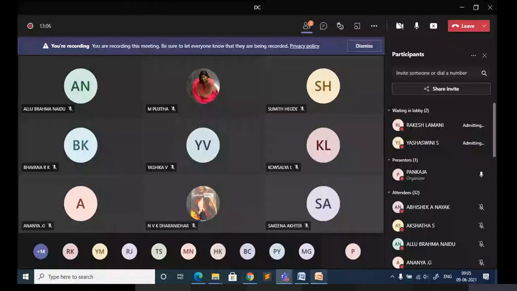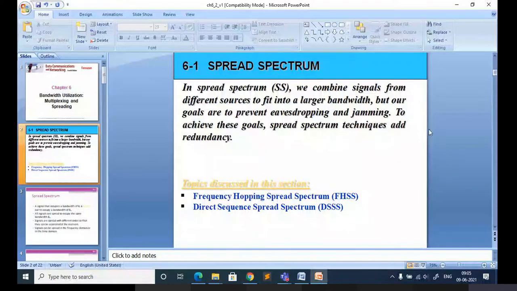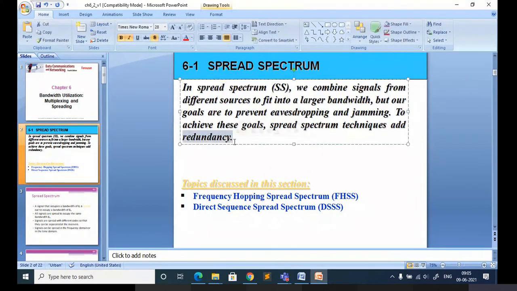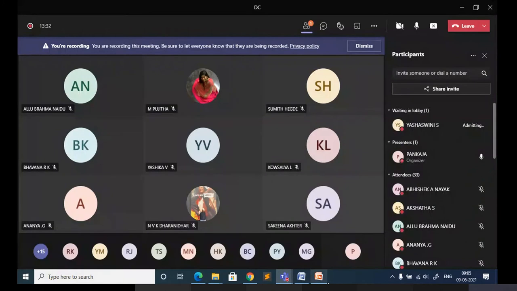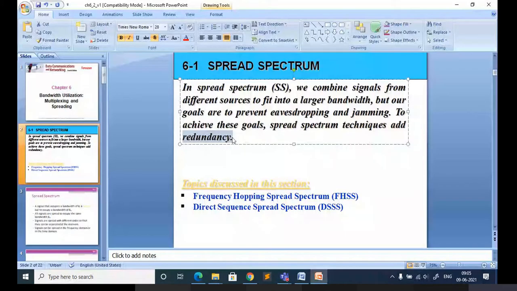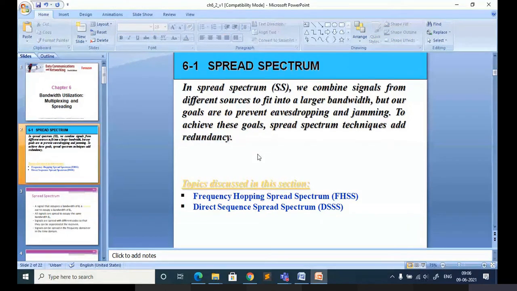What is the main goal here? To achieve these goals, spread spectrum techniques add redundancy. What is the meaning of redundancy? Normally you will see redundancy in databases, which you have not studied as of now. Redundancy means extra information, extra bits, that you add to the original data coming in. This is one of the techniques that can be used to utilize the bandwidth efficiently.